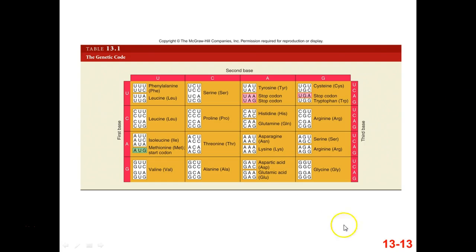So the very first code in the messenger RNA would be AUG, right? So there's that code. The transfer RNA would transfer in, and that would be carrying methionine. That's the amino acid. And amino acids are also abbreviated by 3-letter abbreviations. And the nice thing I like about this table is it actually has both the full name of the amino acid and the 3-letter abbreviation that's commonly used.